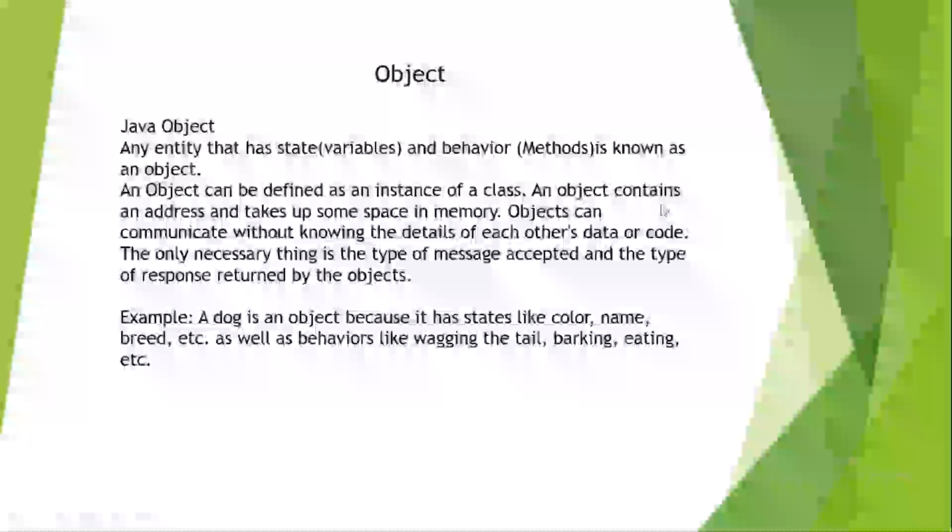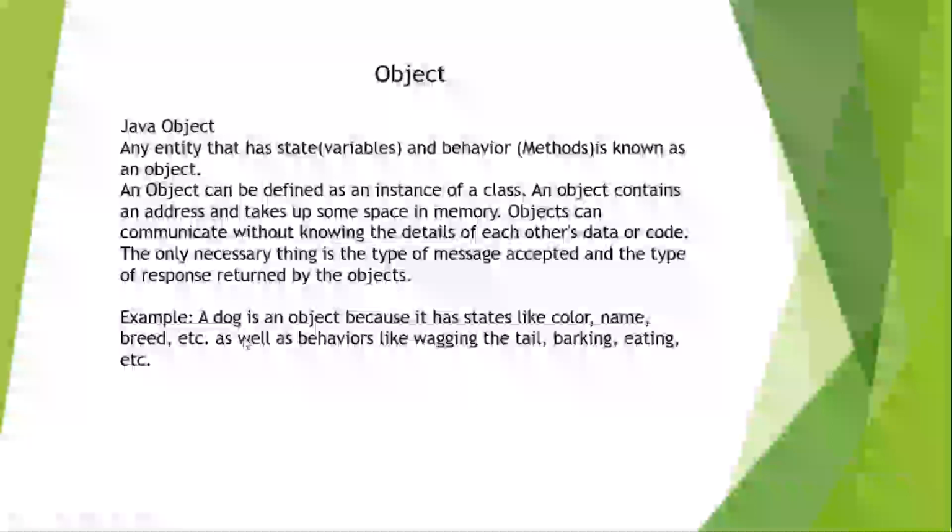An object contains an address and it takes up some space in memory. If you create a class, it will not take any memory. When we create an object, then only it occupies some memory. Objects can communicate without knowing the details of each other's data or code. The only necessary thing is the type of message accepted and the type of response returned by the objects.